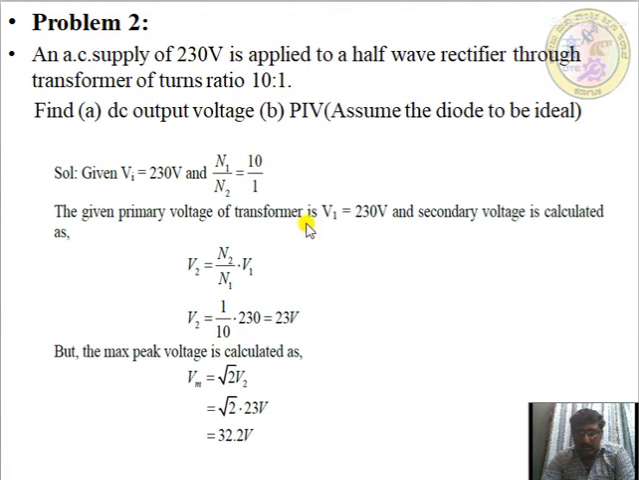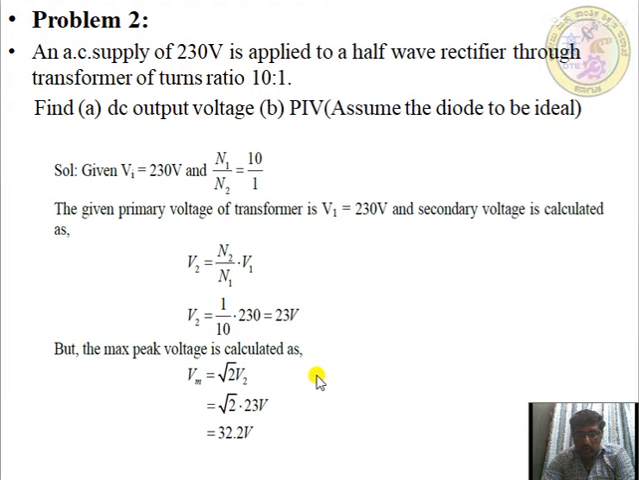The given primary voltage of the transformer is V1 equal to 230 volts, and the secondary voltage is calculated as V2 is equal to N2 by N1 into V1. So V2 is equal to 1 by 10 into 230, which gives V2 as 23 volts. The maximum peak voltage is Vm is equal to root 2 into V2. So root 2 into 23 gives 32.2 volts.